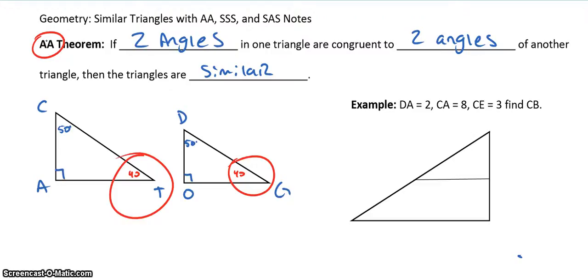Not necessary. So if two angles in one triangle are the same as two angles in the other triangle, then all three angles match, and then we know our triangles are similar. Now remember, the sides are divided proportionally, so they're the same shape, different size, but same shape nonetheless.